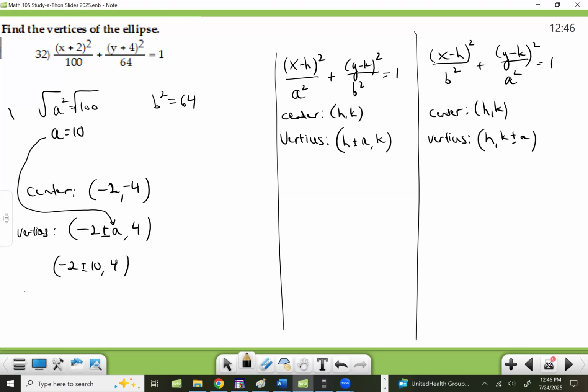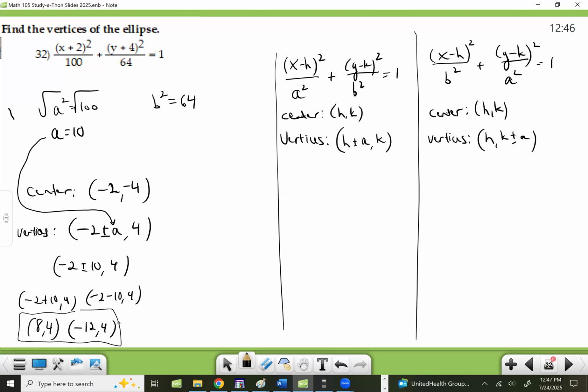So let's see here, -2 plus 10 and then -2 minus 10. -2 plus 10 gets us 8, so 8 comma 4 is going to be one of them. And -2 take away 10 is -12. So these are going to be our vertices.